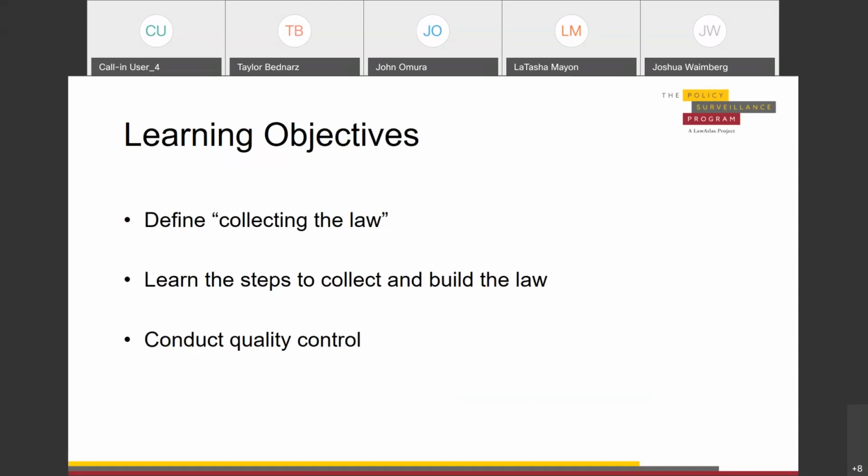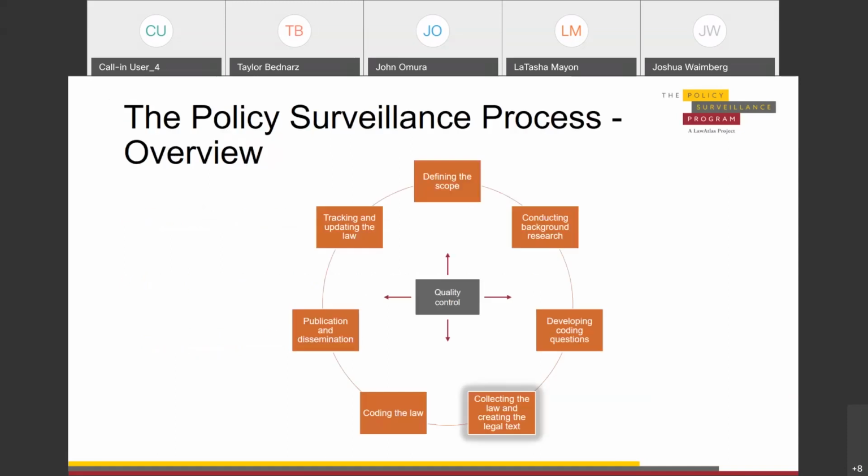So let's put this stage of the process in context, shall we? Again, you've seen this wheel before. We go back to it. This is the policy surveillance process. This is a general overview of the entire process. So now that we've defined our scope, we've conducted our background research, and we've developed our coding questions, you might assume that we'd be ready to code. But you've forgotten the most important step, which is actually collecting the law and creating the legal text so that you can answer the questions that you've developed.